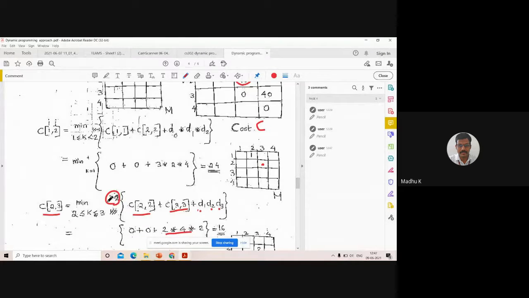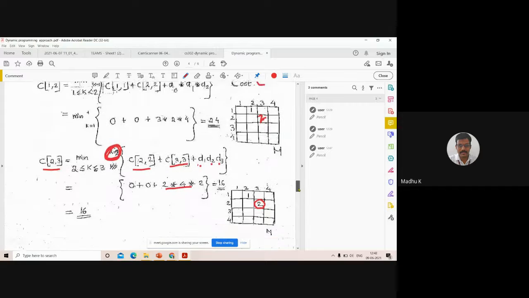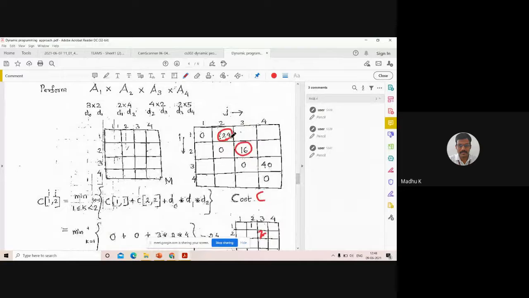Here, you can note C23, K is equal to 2 is considered. The value of K is 2. So what should we do? We should fill this with 2. You can note here. So this is the approach. That is, we want to fill these matrices in this way. So we finished this one, this one.